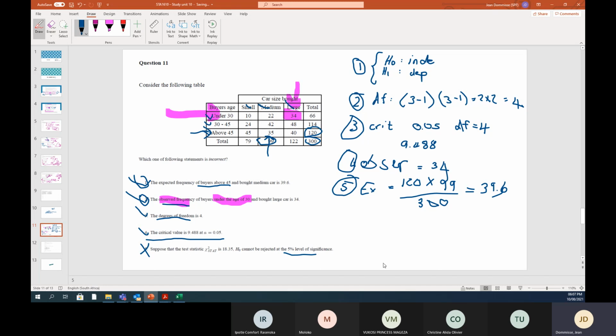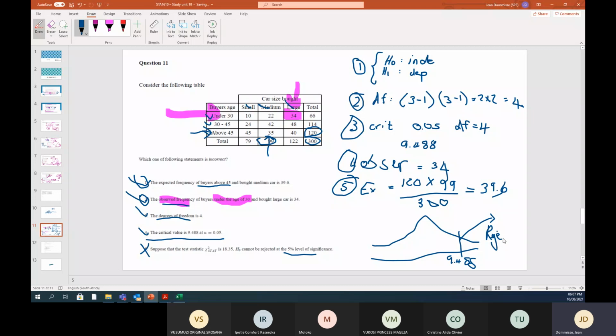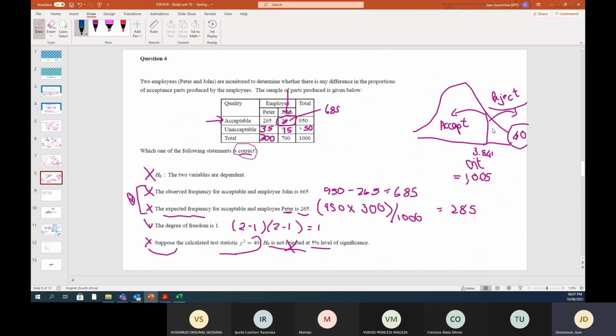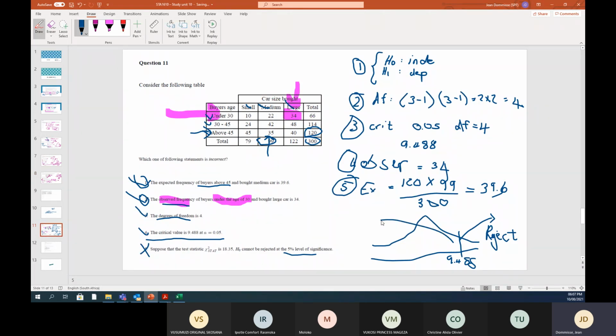Okay, so the one that's incorrect is that one, but let's see why. So suppose for the t-stat, let's do this drawing. Imagine that is a chi-square. The critical value that we calculated is 9.488. If the t-stat is lying to that side, we say reject. I think that is nearly how we can do this process every time as well. If it's lying to this side, we say we accept the null hypothesis. They say the t-stat is 18. So 18 is going to be somewhere in this region. So we will reject the null hypothesis. They say we cannot reject, so that is where the mistake is, because we will reject it.